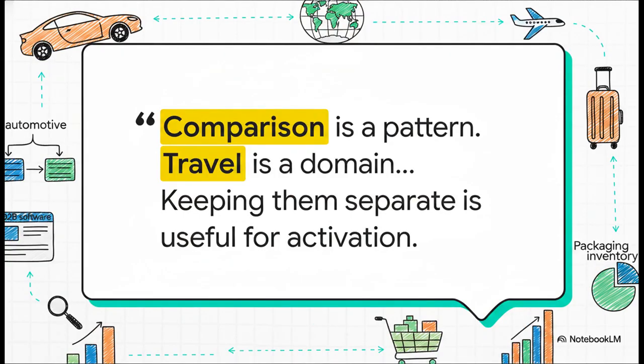Comparison is a pattern, right? Someone is comparing options, but they could be comparing anything. Travel packages, B2B software, cars, you name it. Travel is a domain. By keeping these two things separate, the framework stays clean and consistent. It makes the signals way more useful for actually activating campaigns, for packaging up deals, and it prevents this giant, messy, overlapping taxonomy that would be a nightmare to work with.